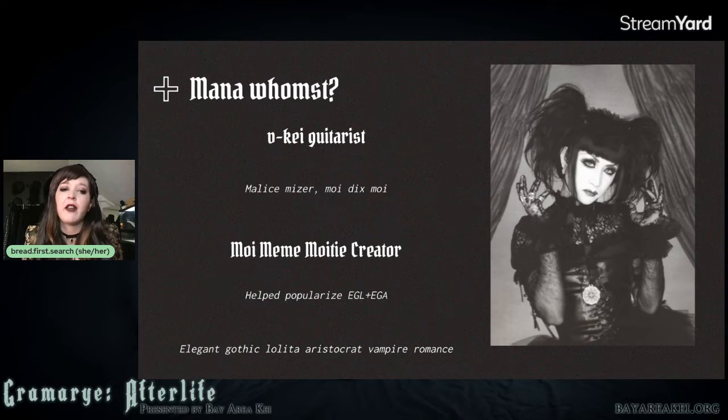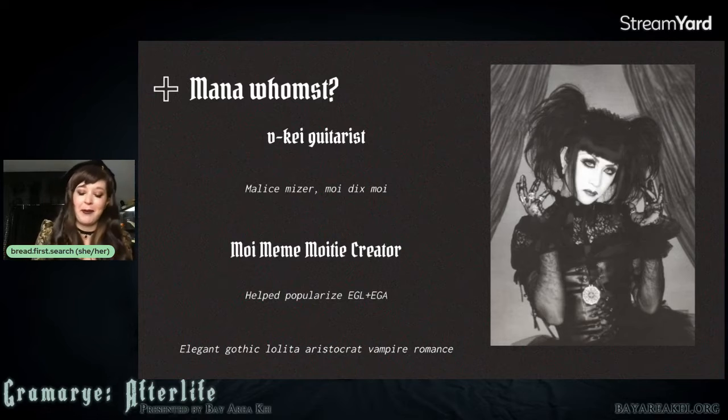And the elegant Gothic Lolita aristocrat vampire romance slogan comes from the hems of some skirts from the brand that just read that around the border. It just said elegant Gothic Lolita aristocrat vampire romance. I should have included a photo of that. But it's just kind of a thing now.